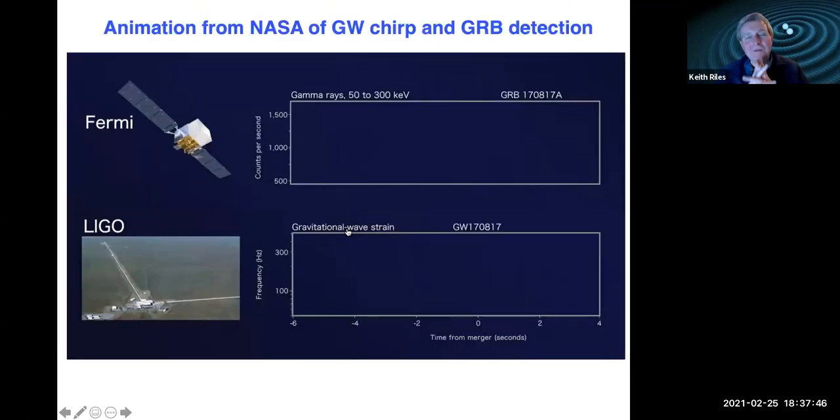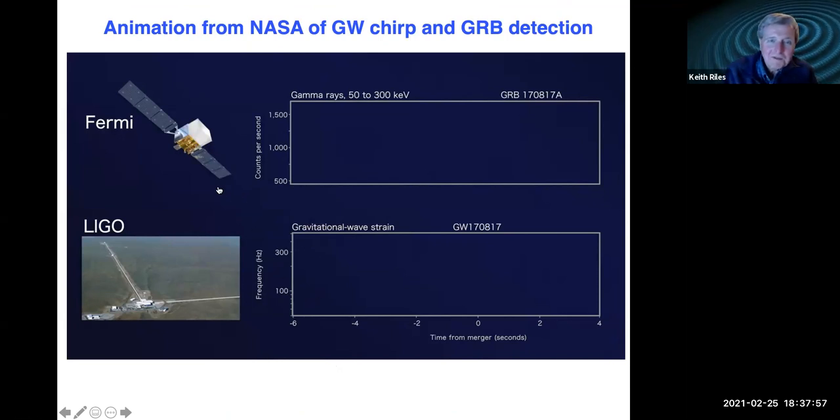Okay, so I mentioned that there was a gamma ray burst associated with this event. Let me play for you the spectrogram, but only the last 6 seconds of it or so, and also show you a depiction of data from the Fermi Gamma Ray satellite.